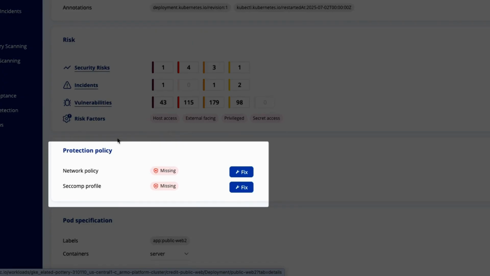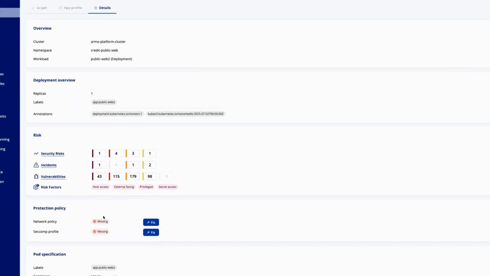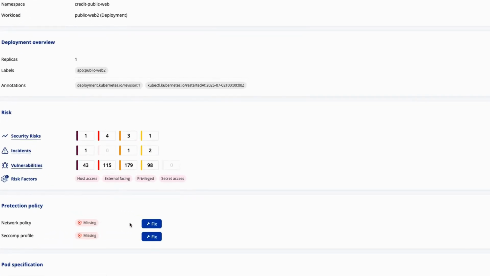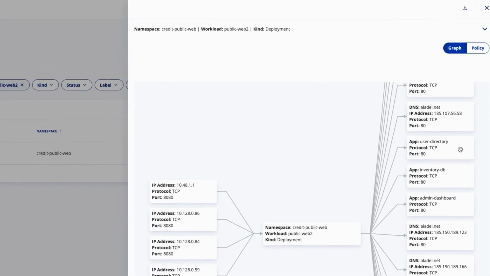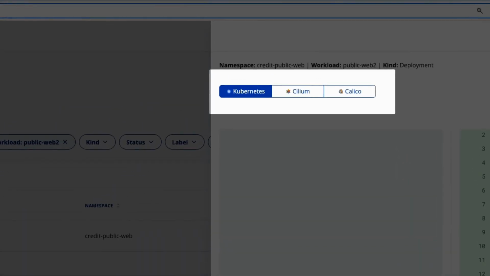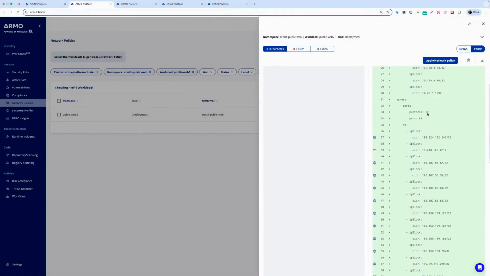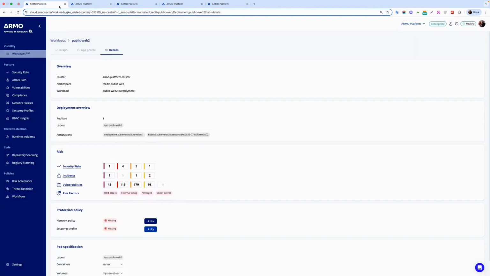Network policies limit which services can communicate with each other, while seccomp profiles restrict dangerous system calls. ARMO automatically generates both network policies and seccomp profiles. Clicking on the Fix button will automatically generate a network policy based on the workload behavior. ARMO supports different CNIs like Kubernetes, Cilium, and Calico. You can apply a network policy directly from the ARMO platform or download it to your local machine.